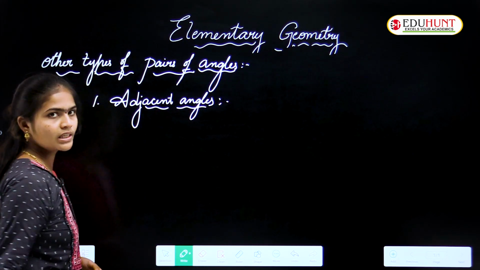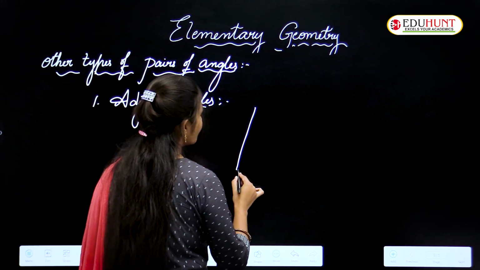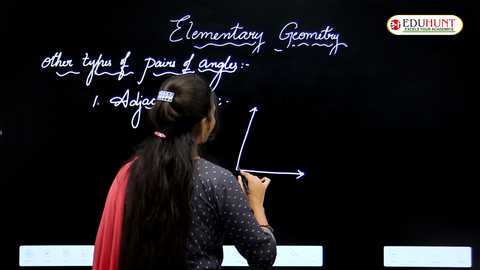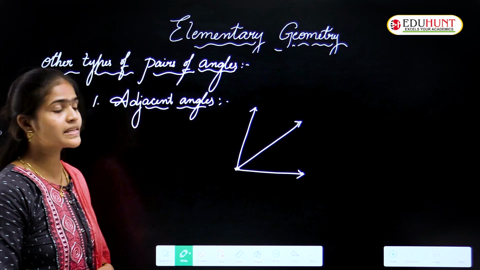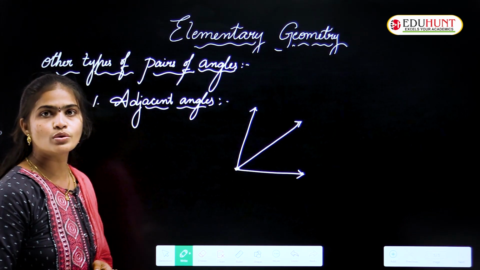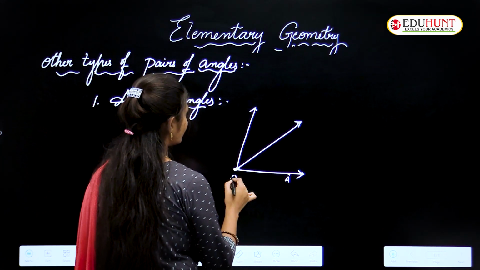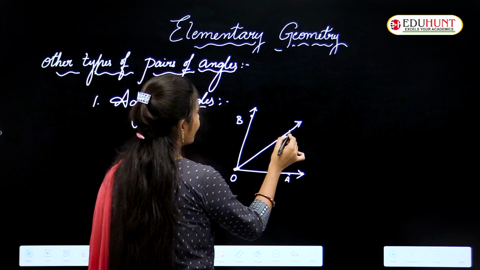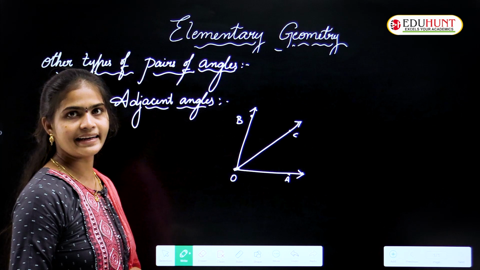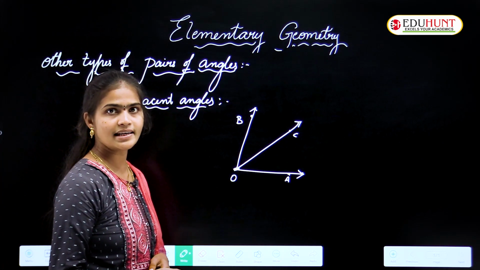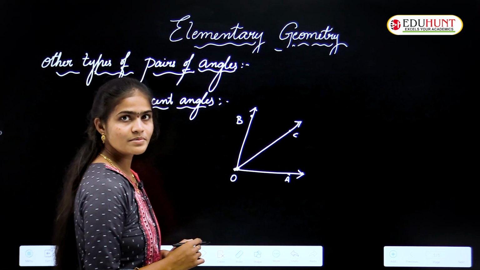Already we know that pairs means two angles, no? So two angles formed by a common arm and at a common point, then we will call those two angles adjacent angles. Here this is OA, this is OB and this is OC. Here I am going to take three arms or three rays. A ray is also considered an arm, right? So these three are the three arms or three rays.